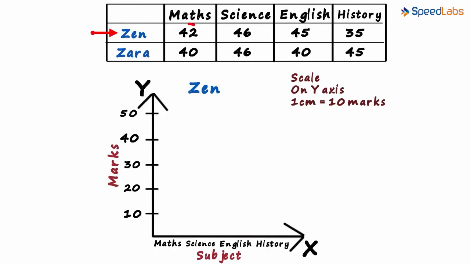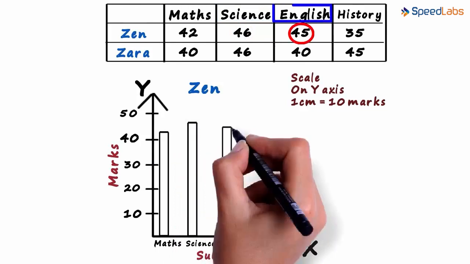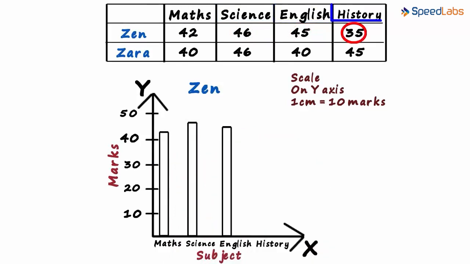Zen has scored 42 marks in Maths, so we draw the bar accordingly. He has scored 46 in Science. The bar will be slightly bigger than the one for Maths. 45 in English and 35 in History. So we have Zen's bar graph ready.